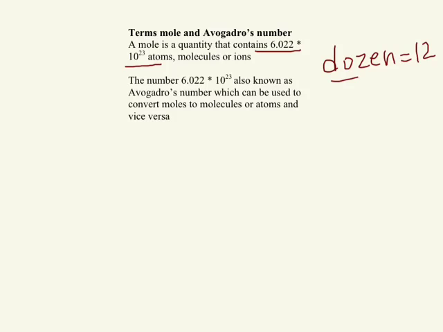So when you see this word dozen, what do you think? You think about 12. You think about quantity is 12. Or if we say a case of soda means how many cans? It is 24 cans. Similarly, when we use the word mole, it simply means these many items. The only difference is that a mole is much larger.